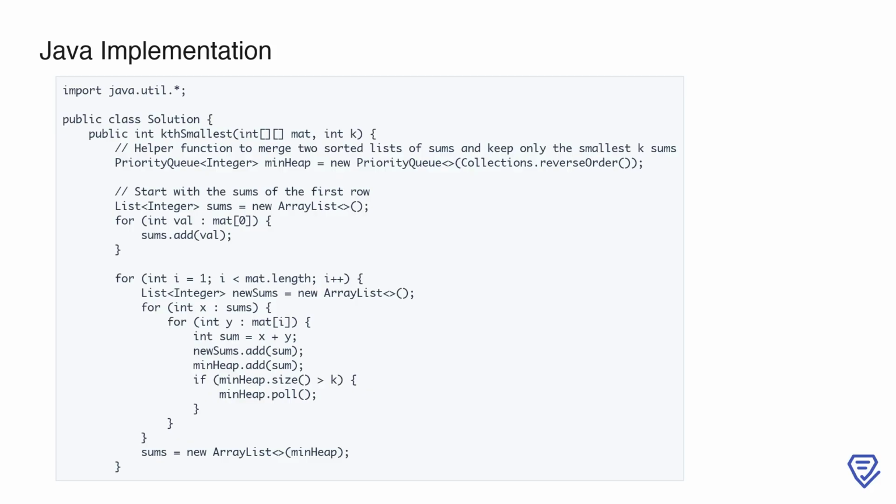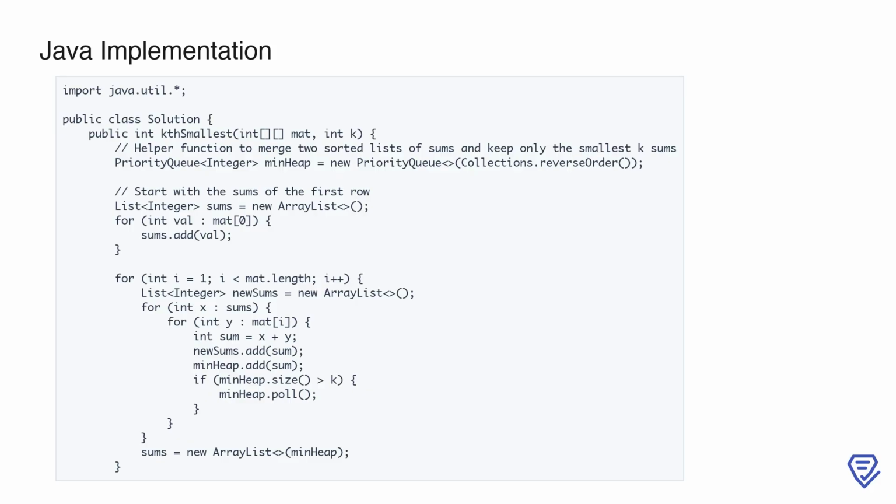Here, we start by importing the necessary Java utility classes, which will help us handle collections and priority queues. The main method, kth_smallest, is designed to find the kth smallest sum in a matrix with sorted rows. To achieve this, we define a helper structure, a max heap implemented using a priority queue with a reverse order comparator. This ensures that the largest elements are prioritized for removal, making it easier to maintain only the k smallest sums at any given time. We initialize our process with the sums of the first row of the matrix. This gives us a starting point, as each element in the first row is treated as an individual sum.